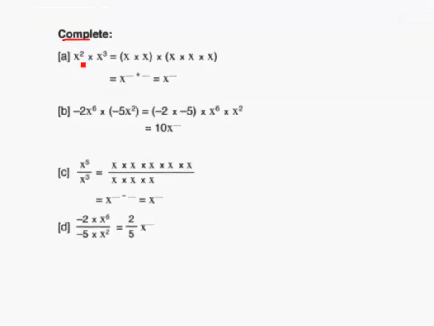Complete x to power 2 multiplied by x to power 3. X to power 2 is x multiplied by x. X to power 3 is x multiplied by x multiplied by x. We multiply x 3 times because the power is 3. Here we multiply x 2 times because the index is 2. This will equal x to power 2 plus 3, which is equal to x to power 5.